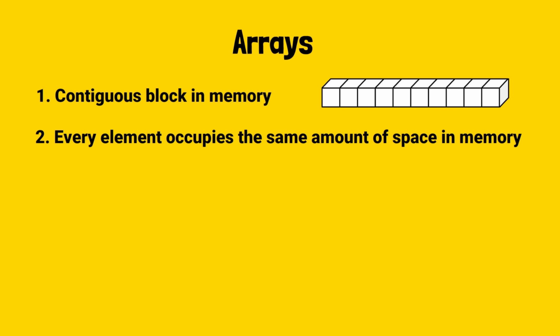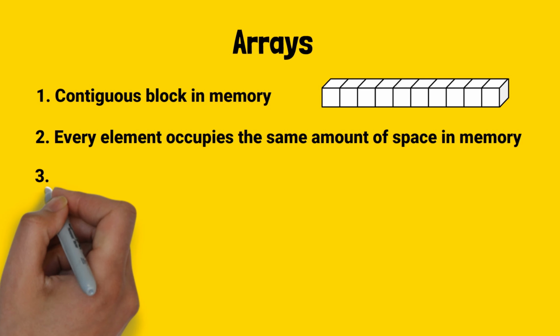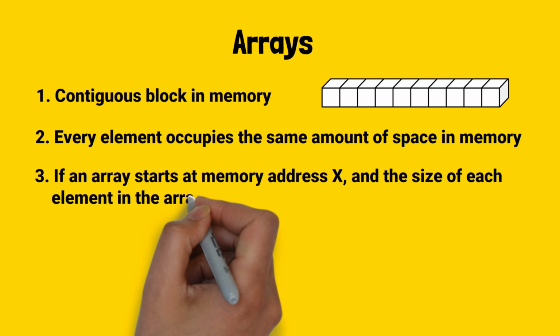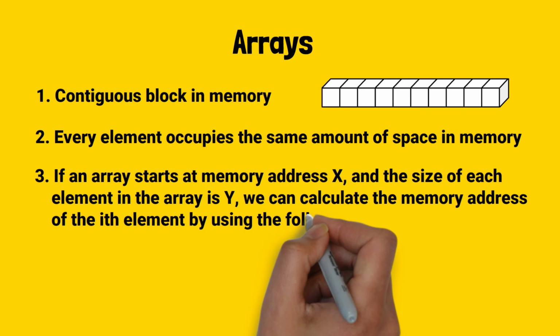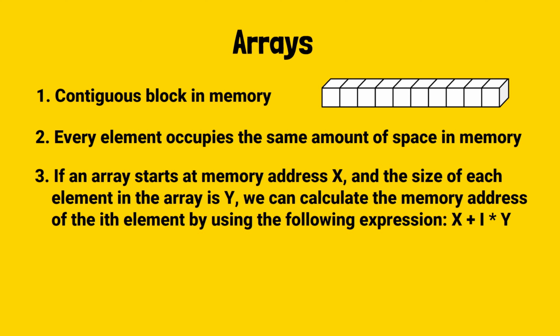So arrays occupy one contiguous block in memory, and every element in the array occupies the same amount of space in memory. Because of that, we can easily calculate the memory address of an array element based on its index. So if an array starts at memory address x, and the size of each element in the array is y, then we can calculate the memory address of the ith element, so array[i], by using the following expression: x plus i times y. We're going to look at an example of this in a couple of slides, so you'll see an illustration of this.